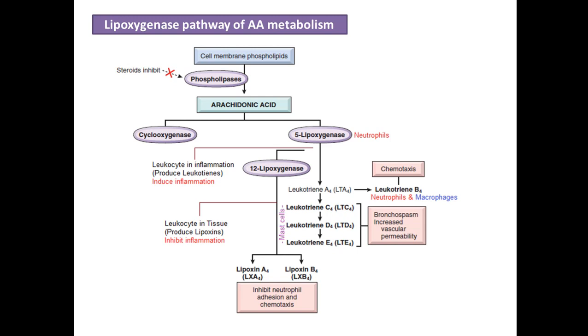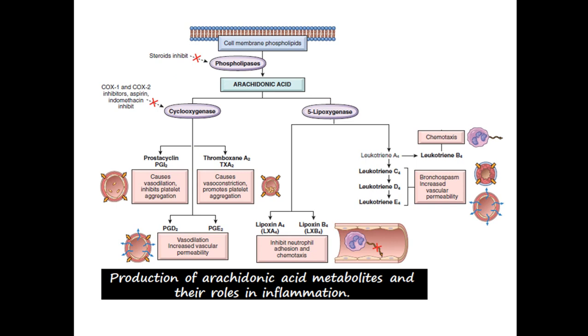And particularly, we use antagonists, those drugs that antagonize or inhibit the effect of these leukotrienes and give relief to the patients of bronchial asthma. The lipoxins, which are produced by the neutrophils after the inflammation is over in the tissues, are lipoxin A4 and lipoxin B4, and they inhibit neutrophil adhesion and inhibit chemotaxis.